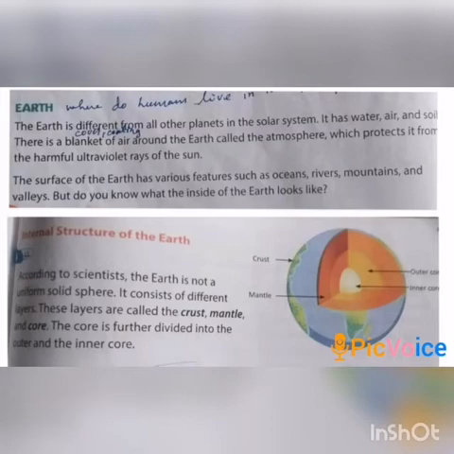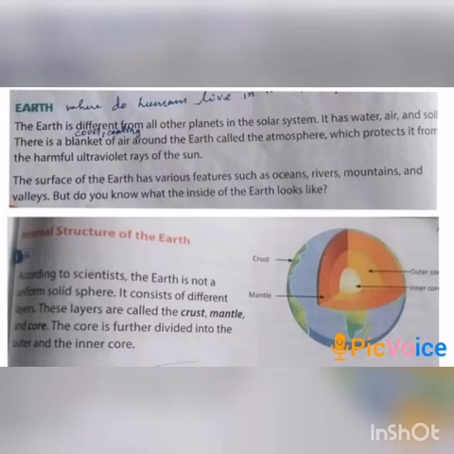The surface of the earth has various features such as oceans, rivers, mountains and valleys. But do you know what the inside of the earth looks like? Yes, we will see the internal structure of the earth.